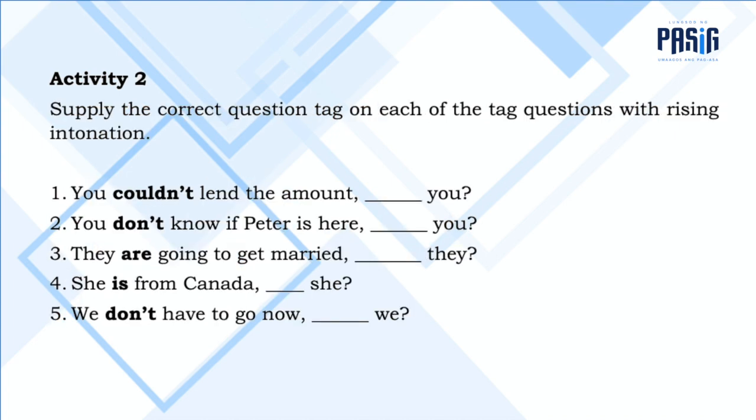Activity 2. Supply the correct question tag on each of the tag questions with rising intonation. Number 1. You couldn't lend the amount, blank you. Number 2. You don't know if Peter is here, blank you. Number 3. They're going to get married, blank they. Number 4. She's from Canada, blank she. And number 5. We don't have to go now, blank we.